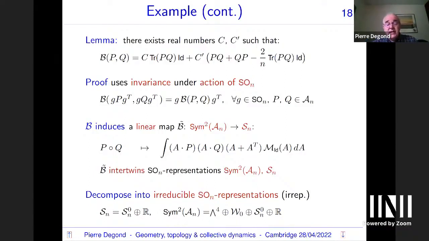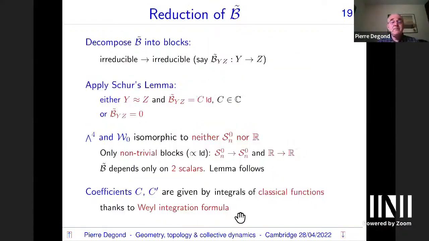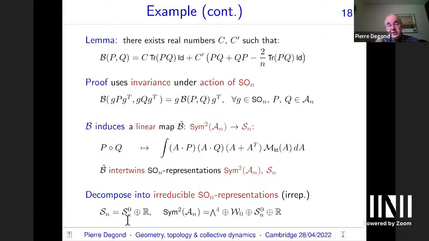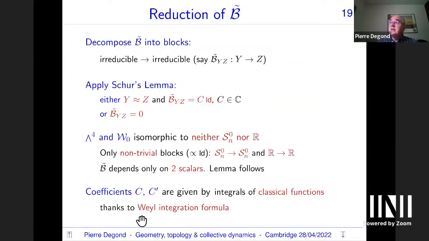The important thing is that if you're looking at those which are isomorphic from the left and the right, there are only two possibilities. You either map S0n to S0n or R to R. The other representations are not isomorphic. So by Schur's lemma, the block of the map B tilde that sends, say, this part lambda 4 to any of these must be 0, right? So this is basically using invariance, a little bit like using anti-symmetry to say that an integral is 0, right? So Schur's lemma is very powerful.